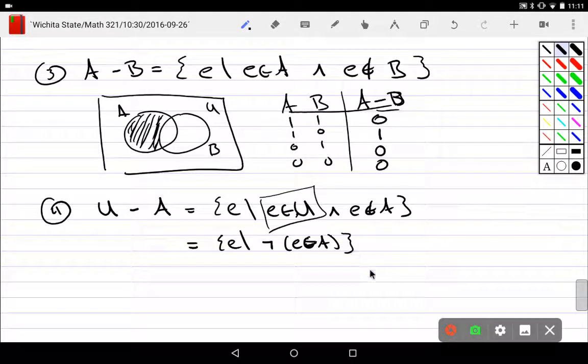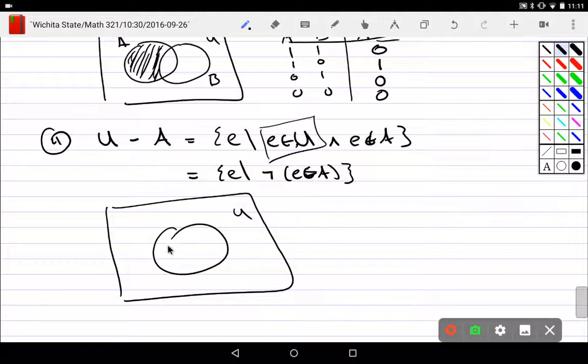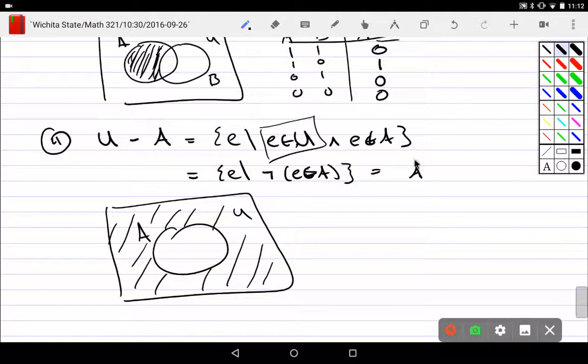It's not in A. For this, as a Venn diagram, here's U, here's A, it's everything outside. I had the entire universe and I took away the A. This is called A's complement. So it's a new operator, it's a unary operator. What's the complement? All the other elements. What do you got? All the others. Not that. It's our negation, right? It's the negation of A.